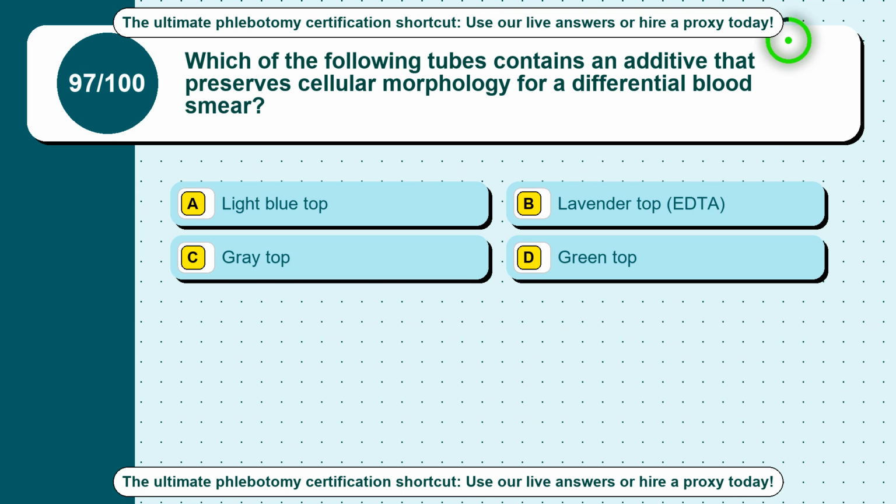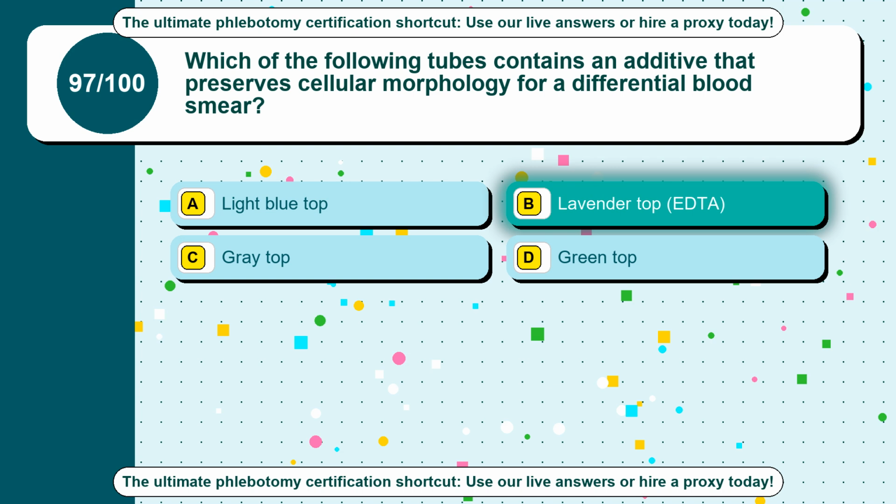Question 97. Which of the following tubes contains an additive that preserves cellular morphology for a differential blood smear? Option A, light blue top. Option B, lavender top, EDTA. Option C, gray top. Option D, green top. The correct answer is option B, lavender top, EDTA.